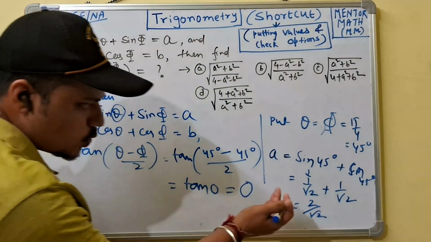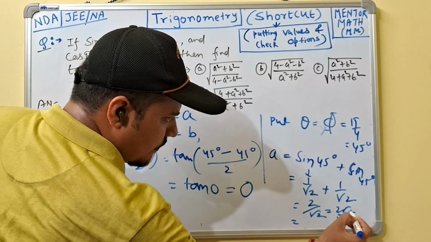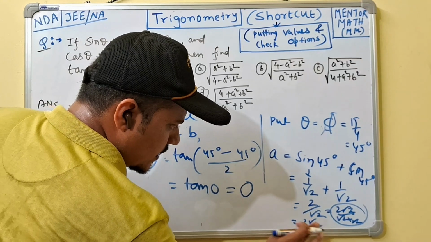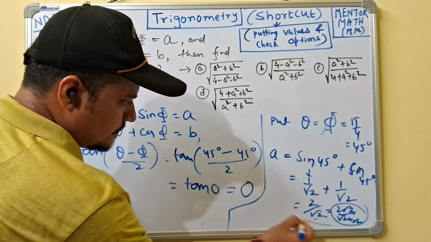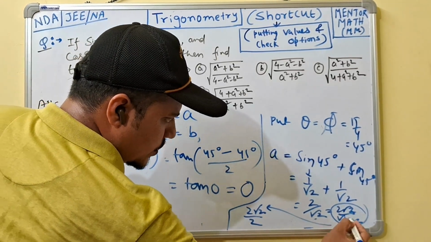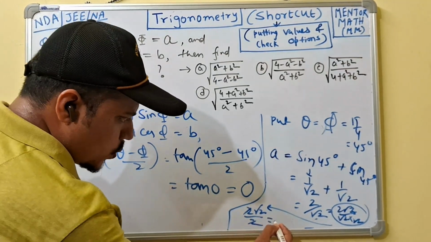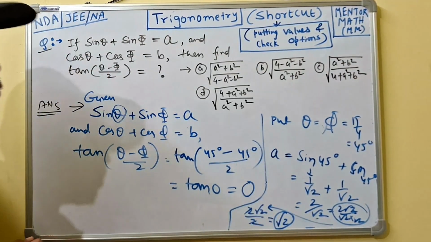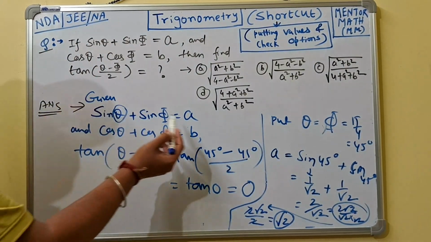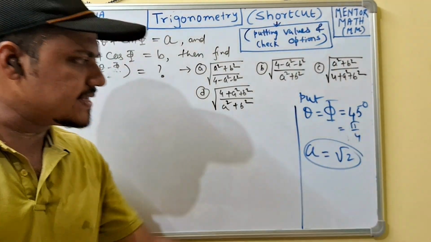And 2 by root 2 means rationalization: 2 root 2 by root 2 into root 2. So we got the value 2 root 2 by 2, because root 2 into root 2 is 2, and the numerator is 2 root 2. So 2 cancels, and we got the value of A equal to root 2. If we substitute theta and phi as pi by 4, we got the value A, that is your root 2. So copy please. Now we got the value A is equal to root 2.